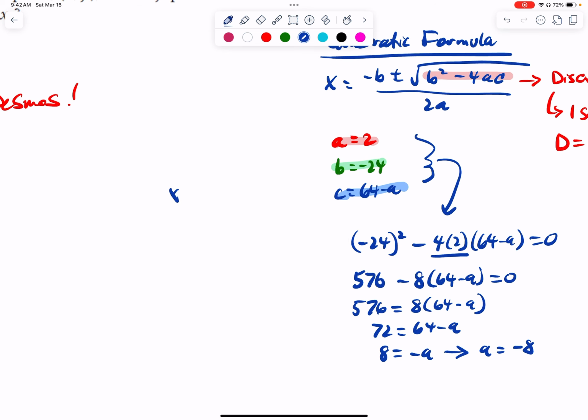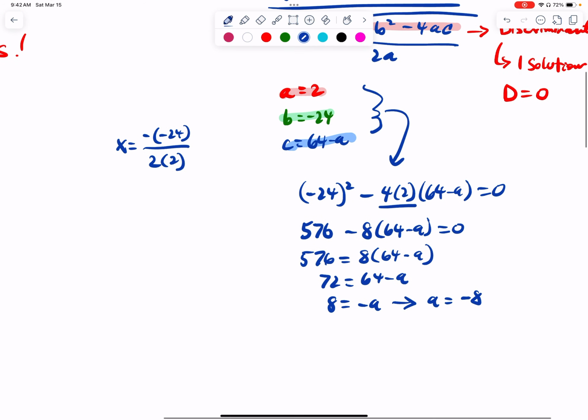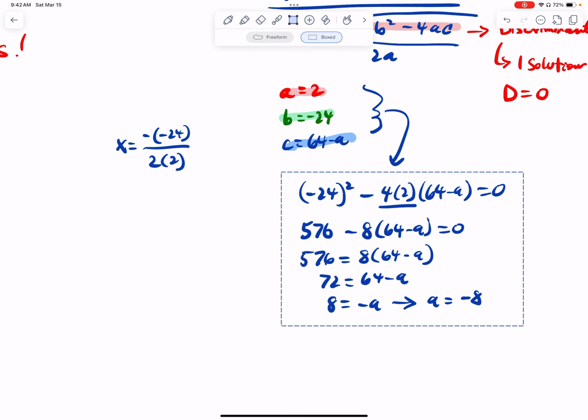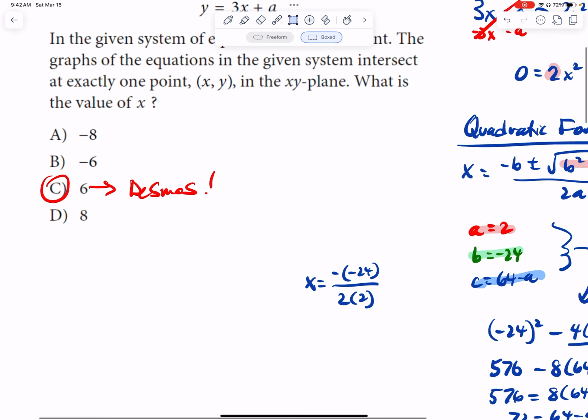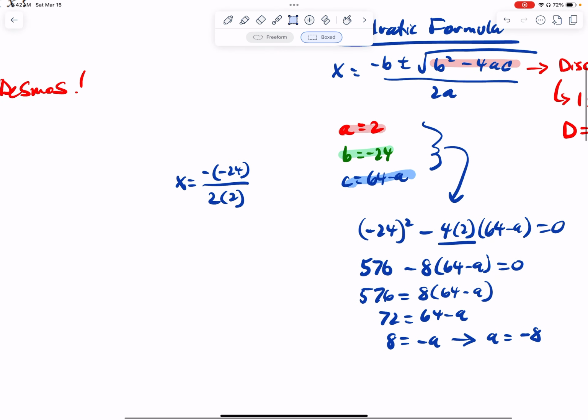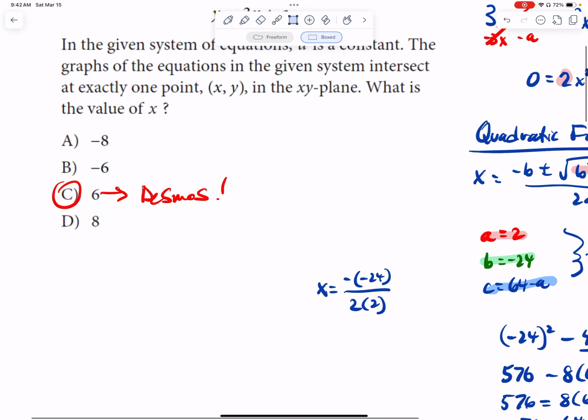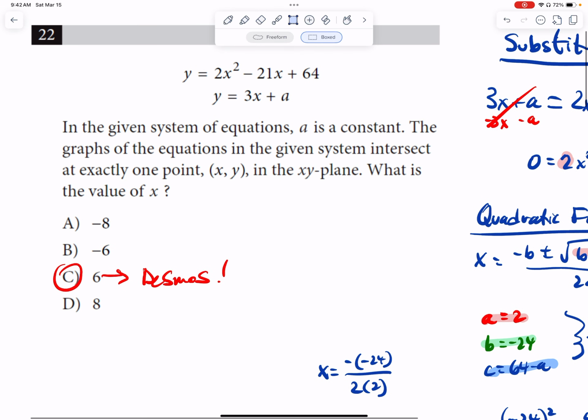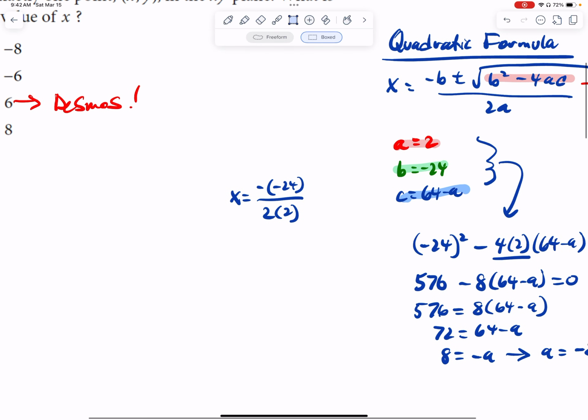So my x would be equal to negative 24 over 2 times my a value, which is 2. Look at all this. I did all of this extra work for absolutely nothing. However, sometimes the question might ask for the a value. Seems like a thing that it might, like if they were going to use this kind of question again, they could change it up a little bit.